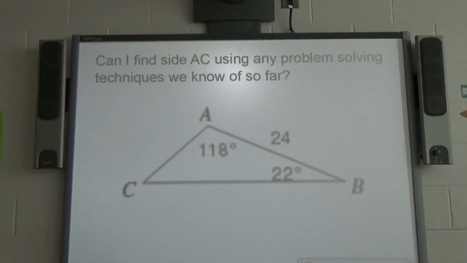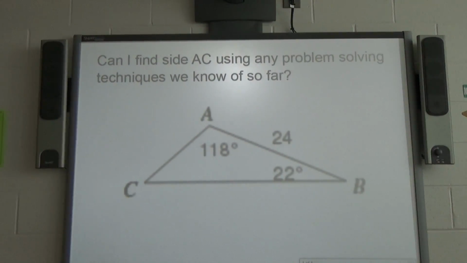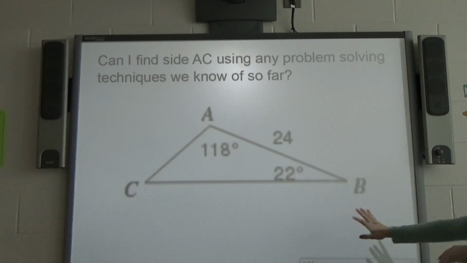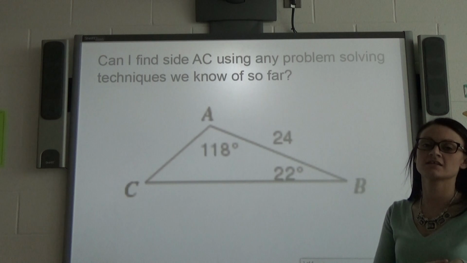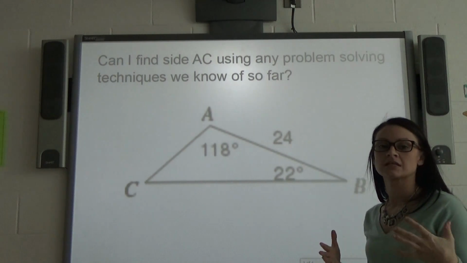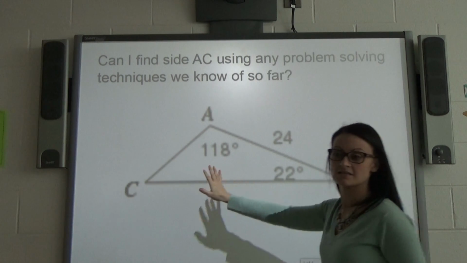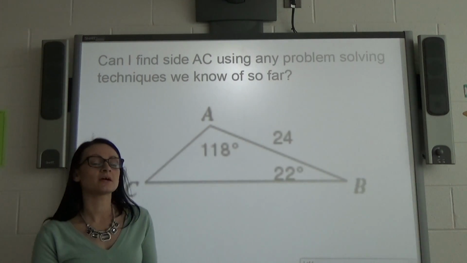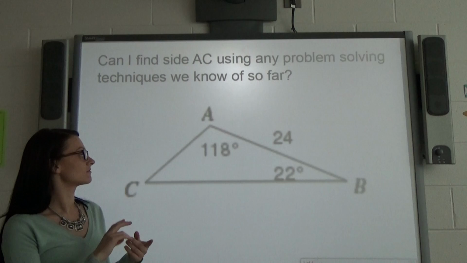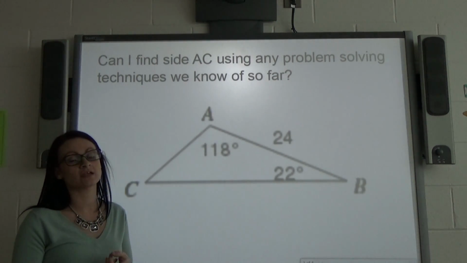So to introduce this lesson, I'm going to pose this question to you. If I'm given a triangle like this, is there anything that we've done so far in this unit or this semester that we could use to find side AC? And the reason why the answer is no is, first and foremost, this is not a right triangle.